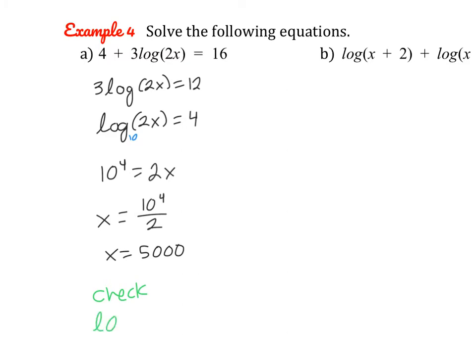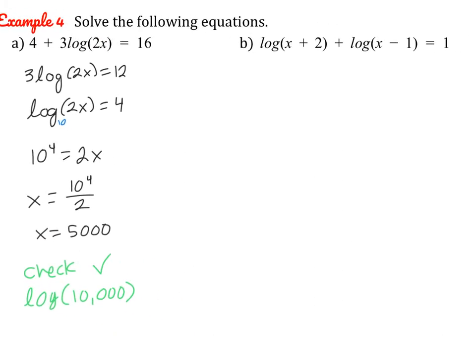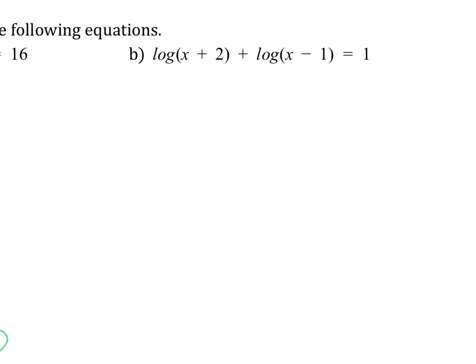This gives us the log of 2 times 5,000, which is 10,000. So that's totally valid. So remember, this value needs to remain positive. So as long as your x value doesn't turn this negative, it is a valid answer. Now let's look at part B.